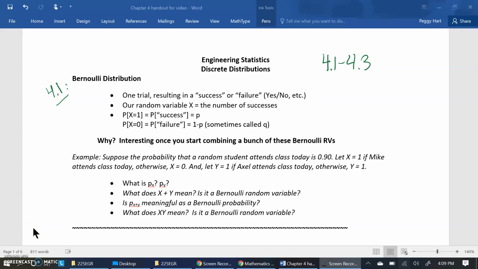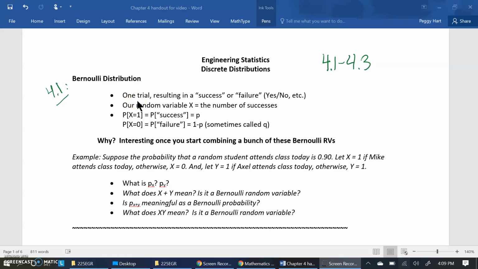Hello! This is the sections 4.1 through 4.3 video prep work, and we're going to go through some of this really quickly. We'll do a little intro to each of the topics. First one is the Bernoulli distribution. Shout out Bernoullis.